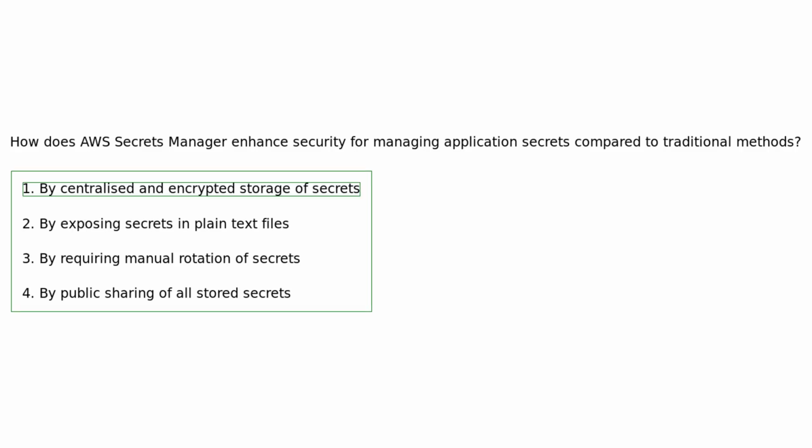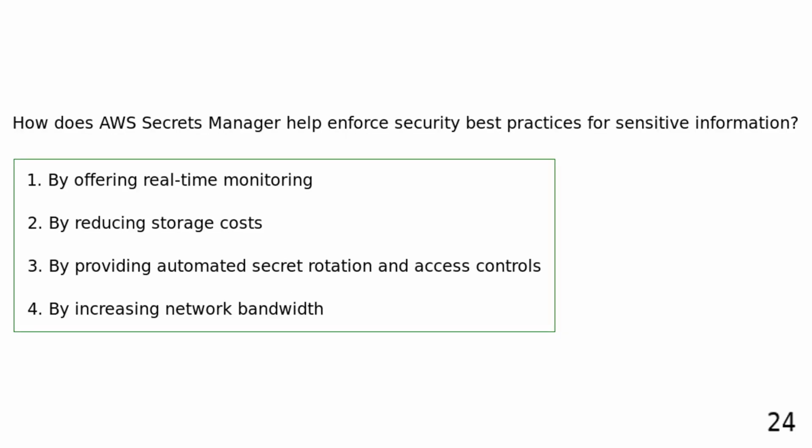AWS Secrets Manager enhances security for managing application secrets compared to traditional methods by offering centralized and encrypted storage of sensitive credentials, mitigating the risk of data exposure or unauthorized access to sensitive information throughout applications and infrastructure. How does AWS Secrets Manager help enforce security best practices for sensitive information?